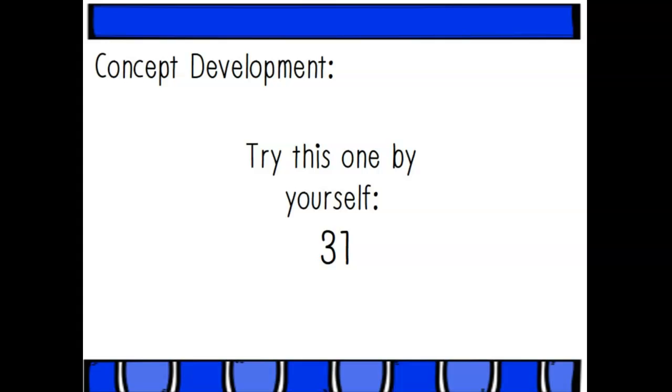Try this one by yourself. Can you draw a quick 10 of 31? Did you draw 3 lines and 1 circle for 31? Try this one, 53. Did you draw 5 10 sticks and 3 ones? All right, give yourselves a clap. Try this one. 40.